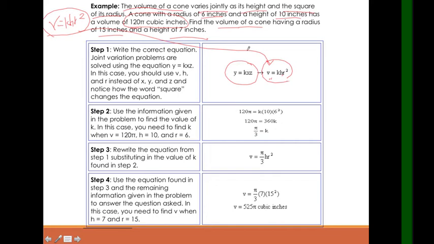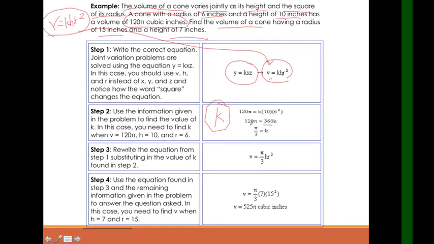Now, for the next one, using the given in the first part, a cone with a radius of 6 inches and a height of 10 inches has a volume of 120 pi cubic inches. So, we will just substitute the given in the formula. So, we have 120 pi equals k, kasi we need to solve first for the k. So, 10 times 6 squared. 6 is the radius and it is squared, di ba? So, 6 squared is 36 times 10 is 360.